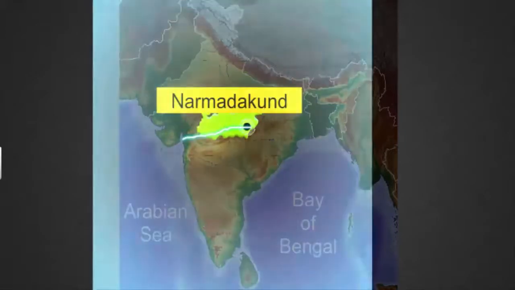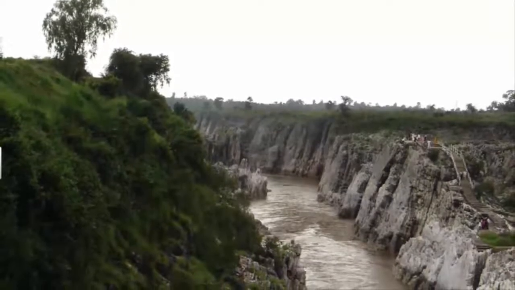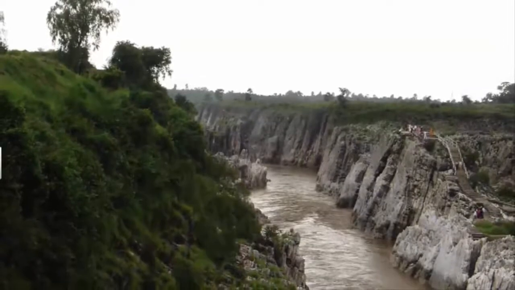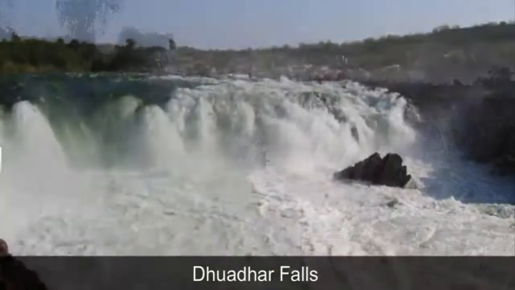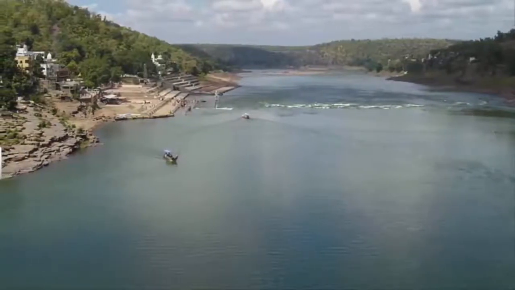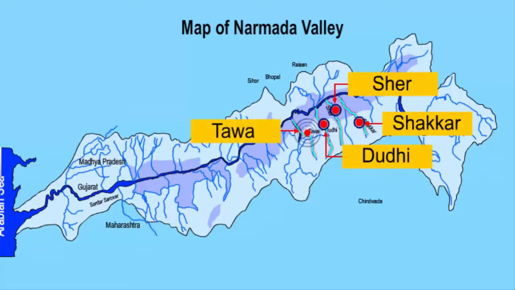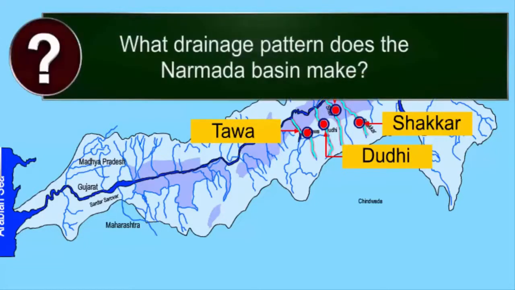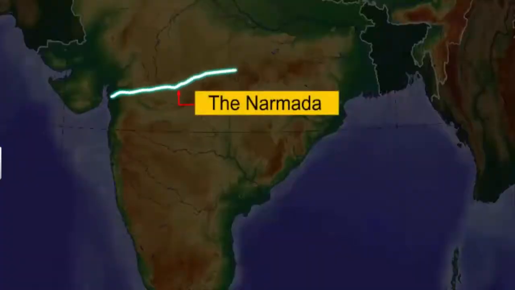Along its path of over 1,300 kilometers, the Narmada creates some of the most picturesque locations, like the Marble Rocks near Jabalpur, where the river flows through a deep gorge, and the Dhuadhar Falls. The Narmada River has some interesting sounding tributaries, like the Sher, the Shakkar, the Dudhi, and the Tawa. Most of the tributaries are short and join the Narmada at right angles. Do you recall the drainage pattern here? It forms the trellis drainage pattern. The Narmada River basin spans over parts of Madhya Pradesh and Gujarat.